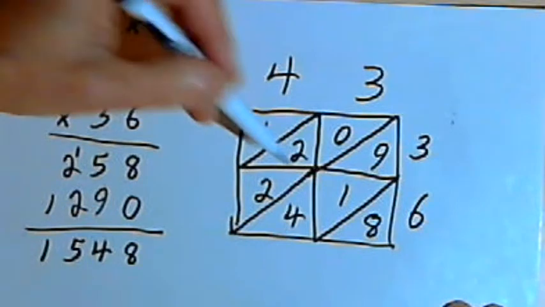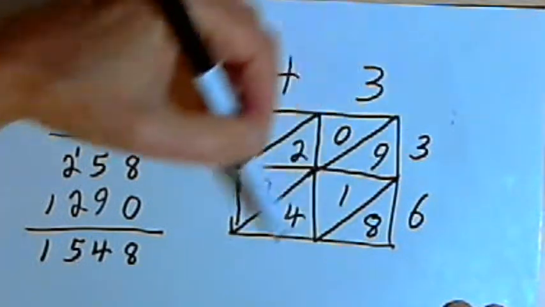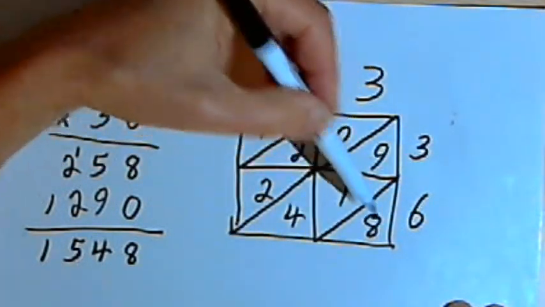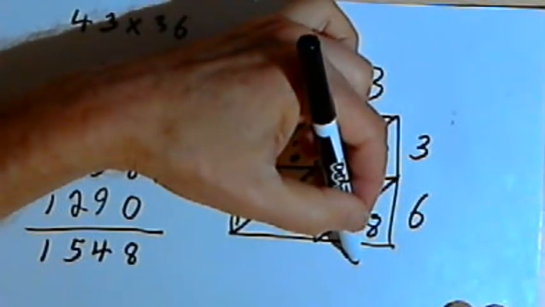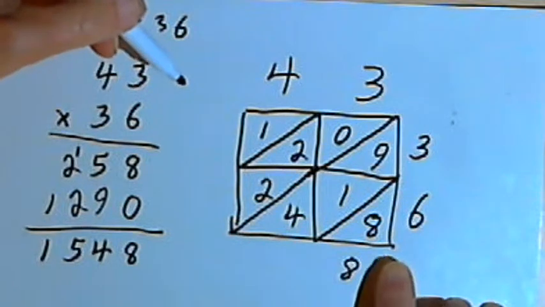And now all I've got to do is add down each diagonal, starting from the lower right. So when I add down the first diagonal, all I've got there is an 8. So I'll write an 8 underneath the box.